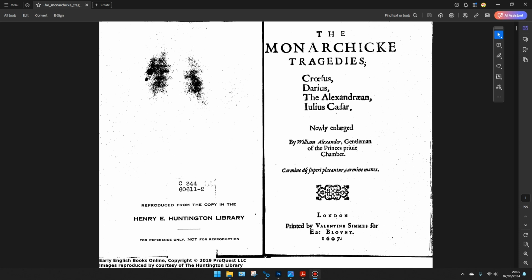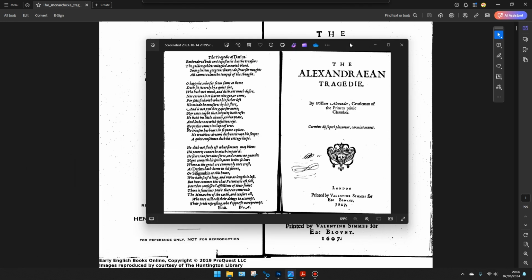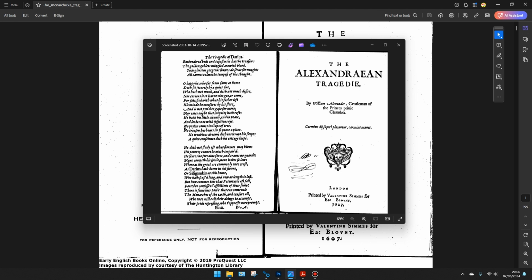We're going to talk about William Alexander, a very influential man, especially in the creation of the Knights Baronet in Nova Scotia, and Block C, a very important Block C. We are going to be looking at his The Monarchy Tragedies. It's a collection of plays, and we are going to be concentrating on the Alexandrian tragedy.